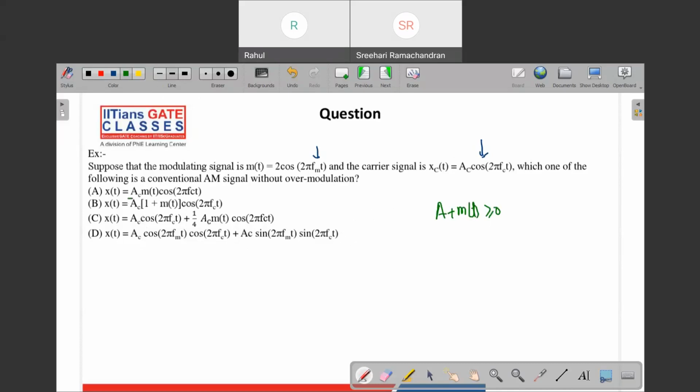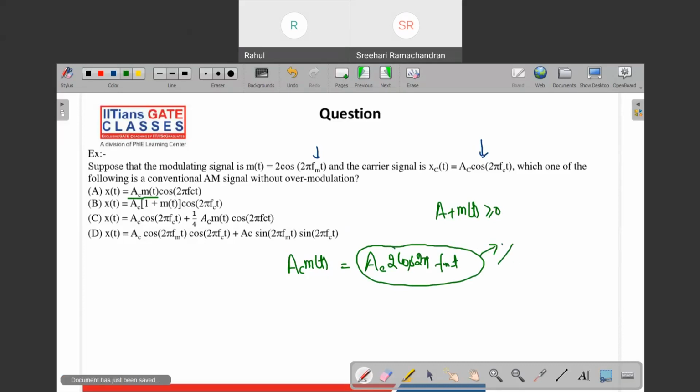If you see the first signal, which is Ac plus Ac into m(t), and m(t) is this 2 cos 2 pi fm t. So Ac 2 cos 2 pi fm t is the envelope. We know that this envelope will be both positive and negative, and since this envelope is going to be negative, it will have over modulation. So this is not satisfying the criteria.